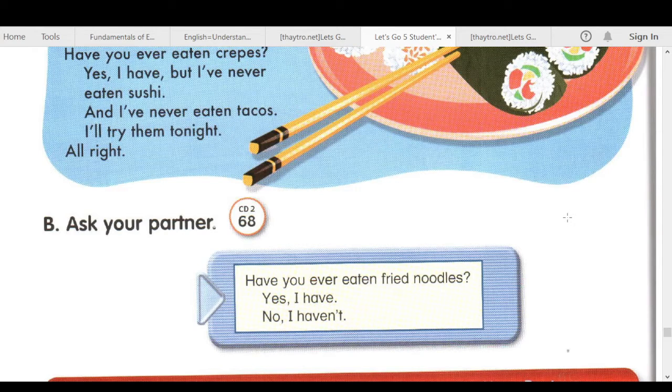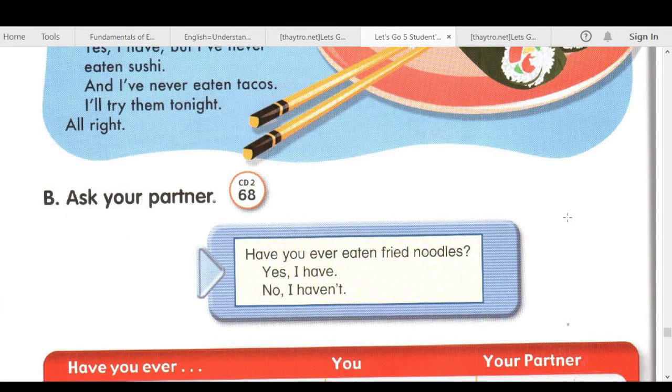B. Ask your partner. Have you ever eaten fried noodles? Yes, I have. Have you ever eaten fried noodles? No, I haven't.